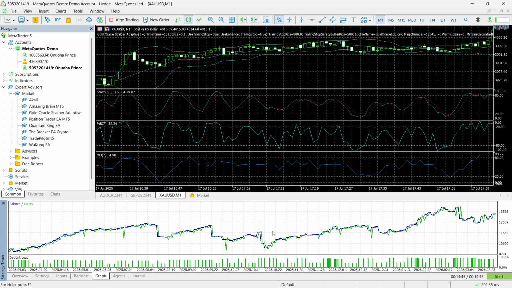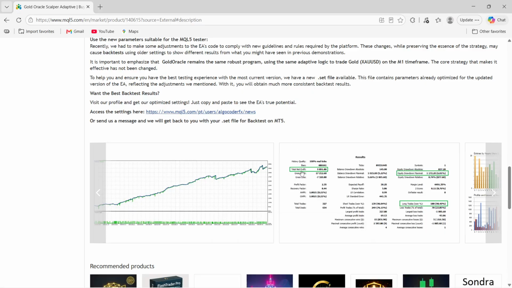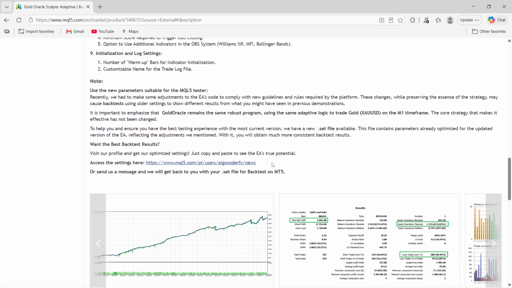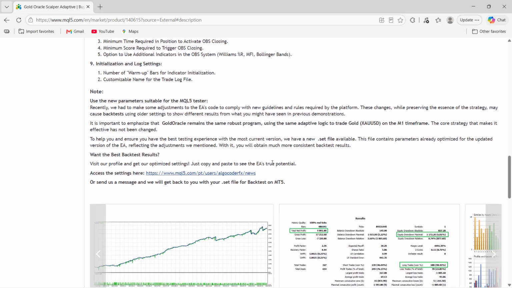Overall, the Gold Oracle Scalper Adaptive brings thoughtful adaptive features to gold M1 trading at a very accessible price. My test showed decent performance with reasonable risks. Promising, but always test thoroughly on demo with your broker first.